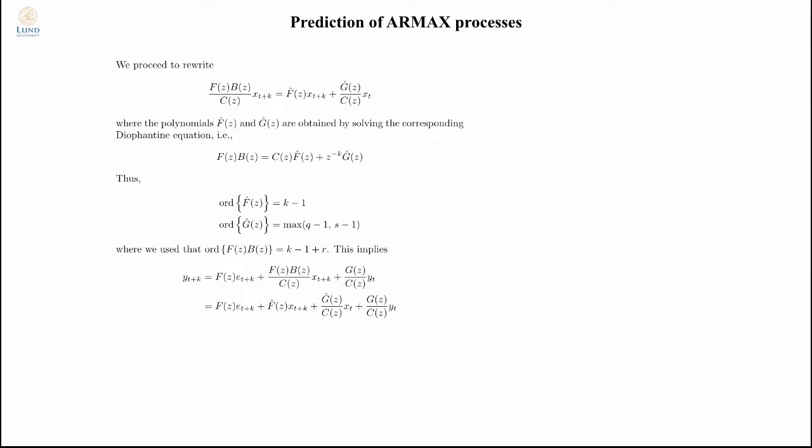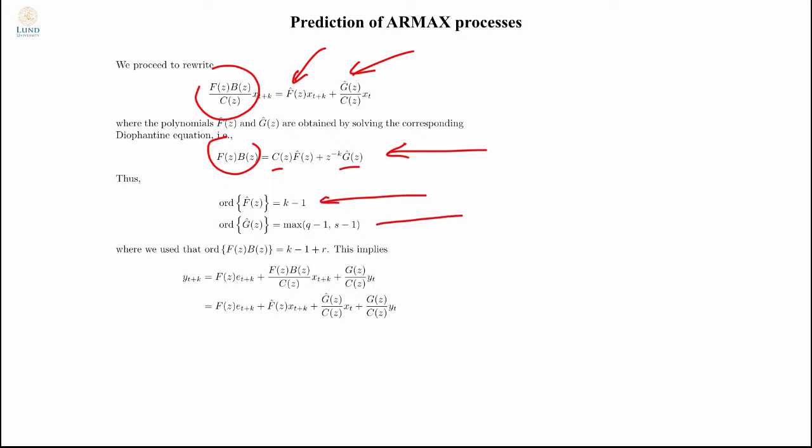Notice that I again now have a polynomial division, FB divided by C instead. I can write that as the part that I can divide, I denote that F hat, and then there will be a remainder, I call that G hat now. And I can get those by solving this new Diophantine equation, which says that FB divided by C should be the F hat and G hat divided by C like this. The order of these polynomials will be k minus 1 just as before, but the order of the G polynomial will change like this.